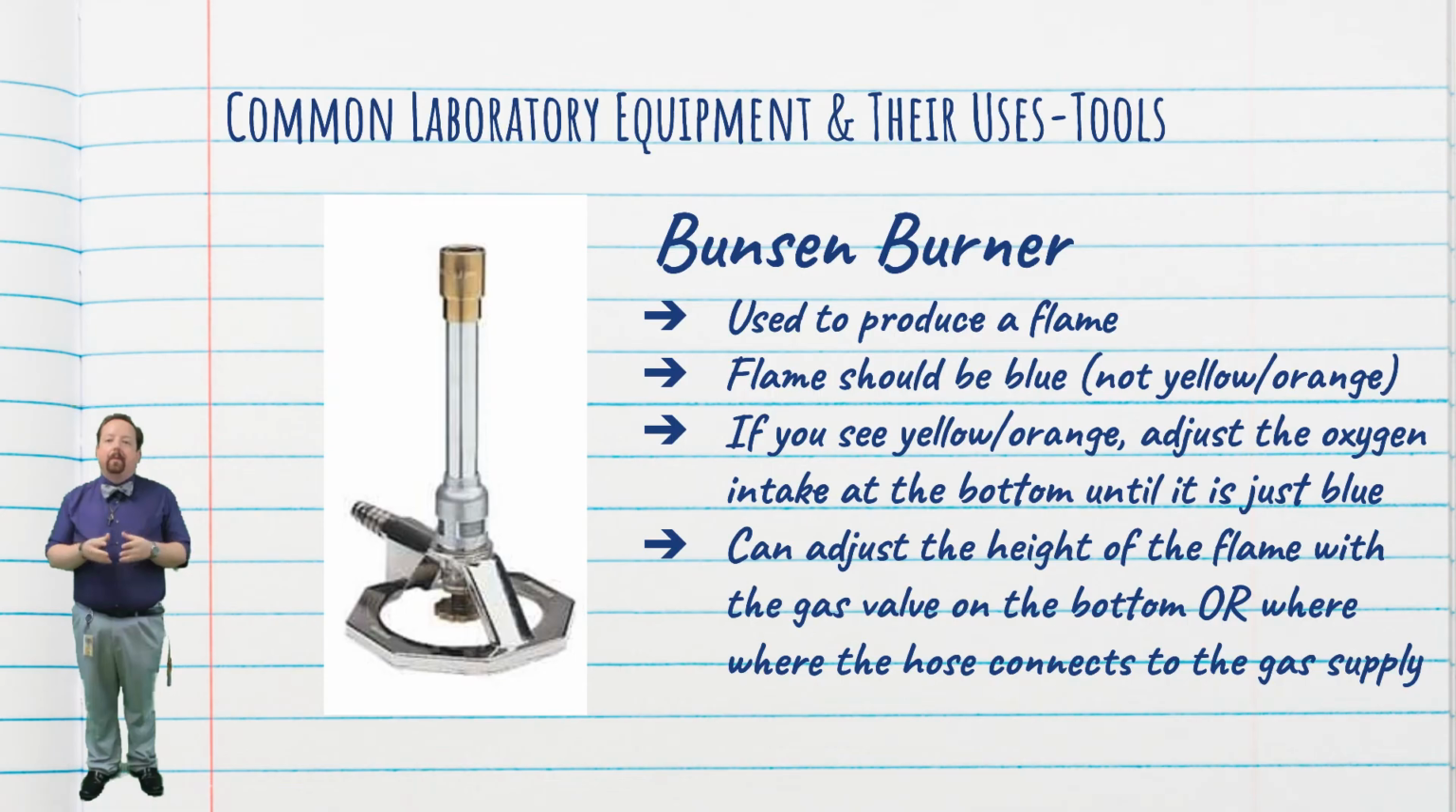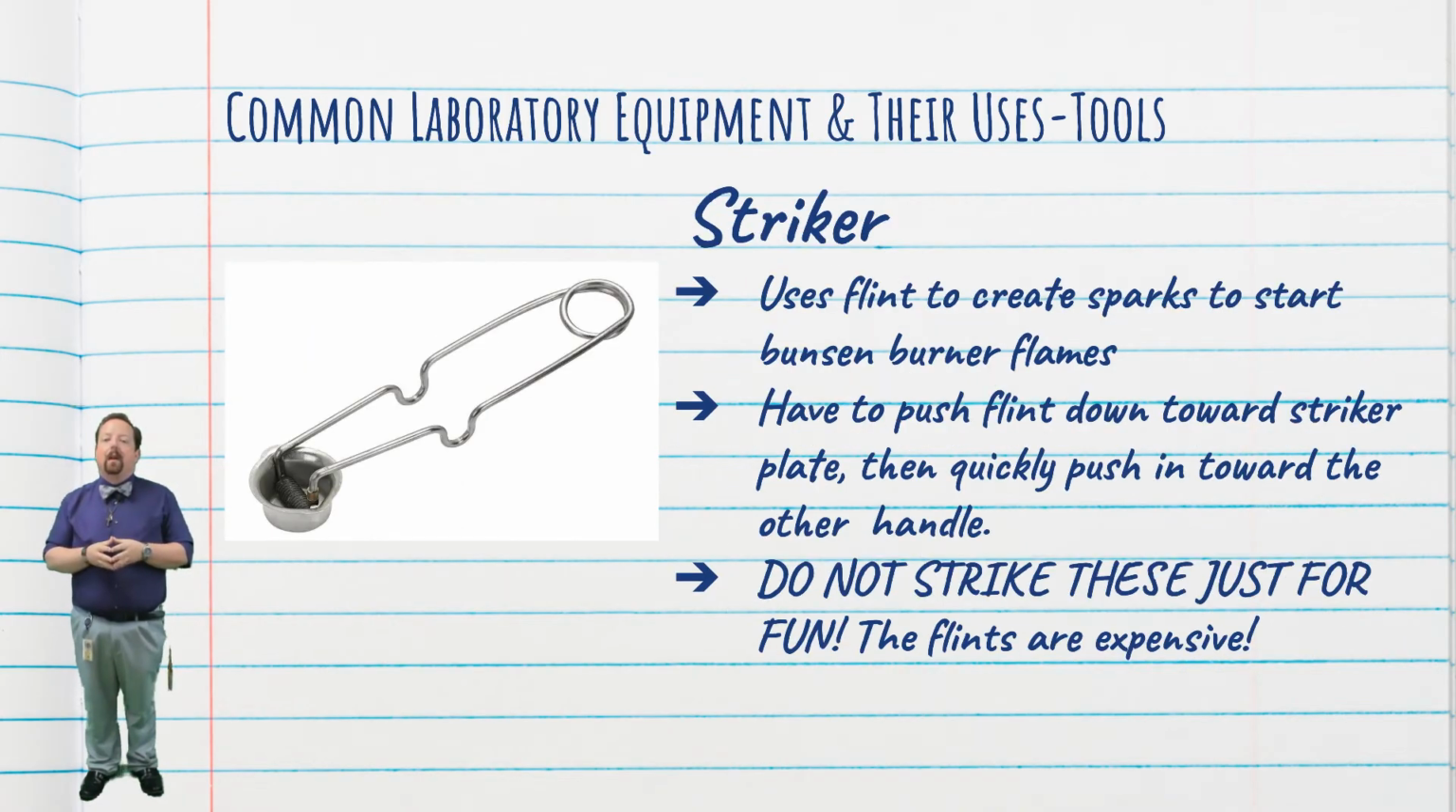A Bunsen burner produces a flame that you can use to heat things up. When setting these up, you should adjust the amount of gas, which is propane in our case, and air that flows through them so that your flame is just different shades of blue, no yellow or orange. A striker is used to create sparks with a piece of flint so that you can start your Bunsen burner flame.